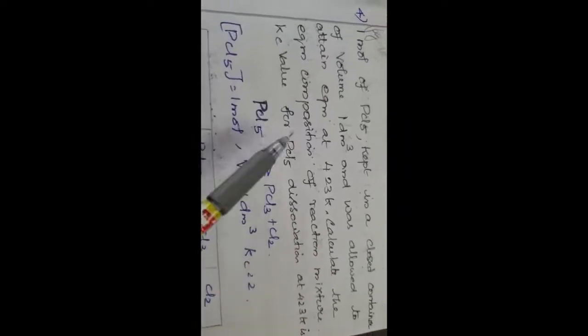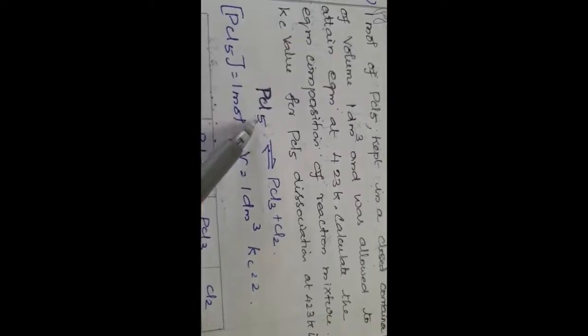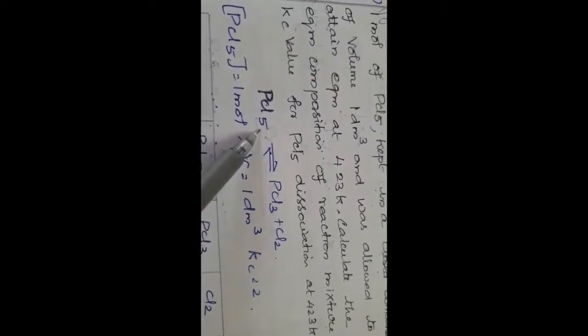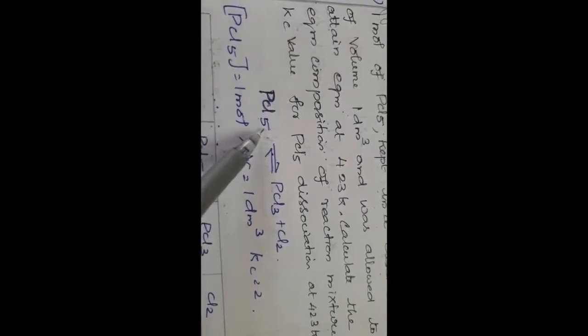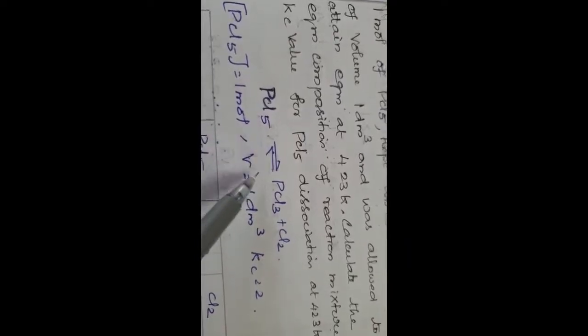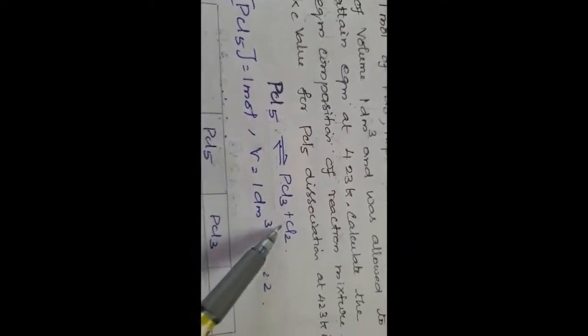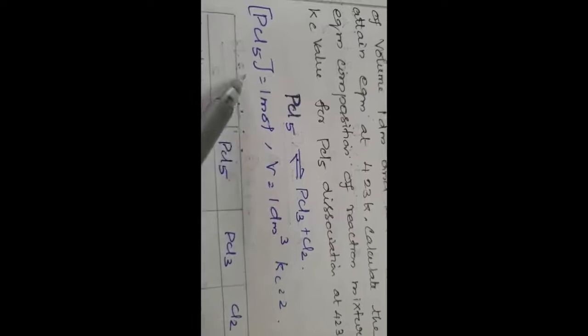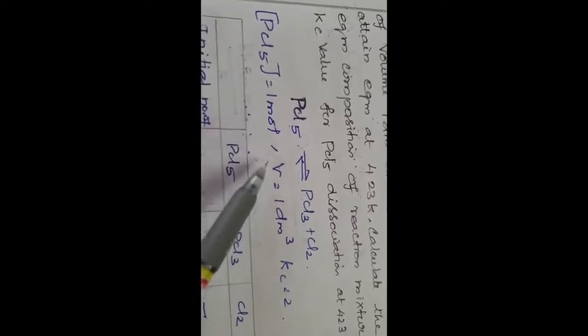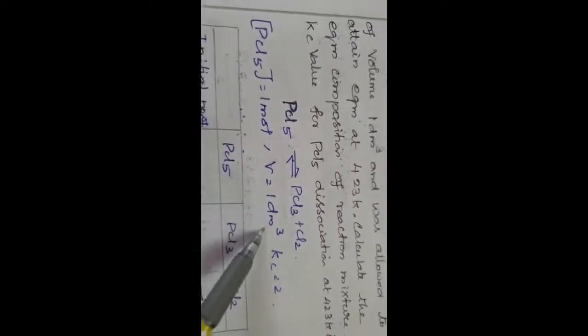You have to calculate the equilibrium composition of the reaction mixture. So what is the required equation? PCl5 is kept in the vessel, in a 1 decimeter cube container. PCl5 undergoes dissociation to form PCl3 plus Cl2. We already know this equation. The PCl5 amount is given as 1 mole, the volume of the container is 1 decimeter cube, and the Kc value is also given. Now draw the tabular column for the reactants and products.